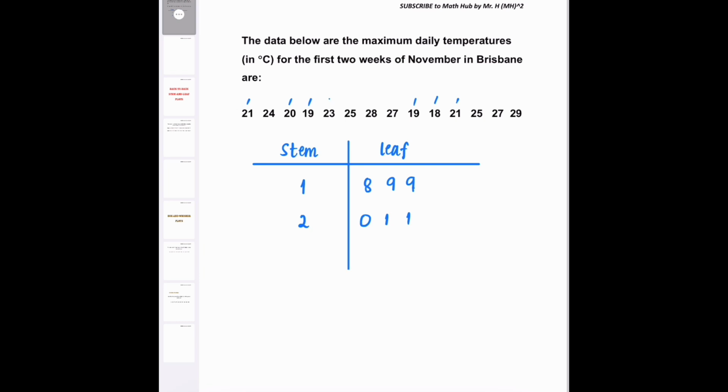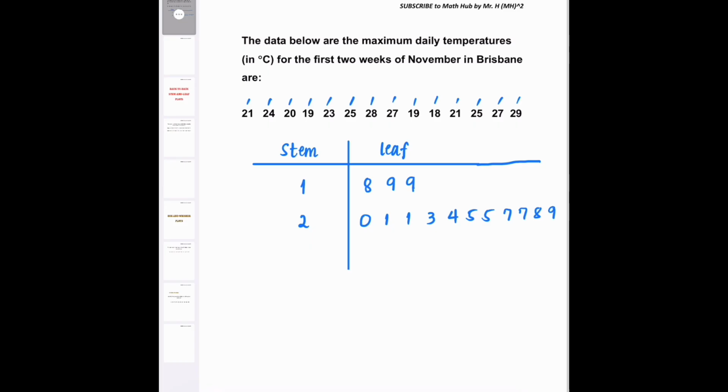We have 23 here, so 3. We've got one 24, two 25s, and two 27s, so two 7s. One 28, and the last one is 29.